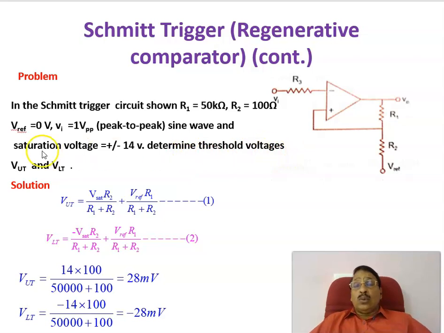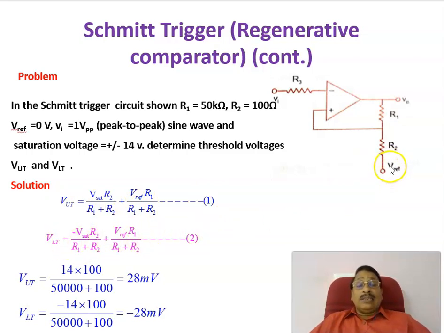Determine the threshold voltages, that is, the upper threshold voltage as well as the lower threshold voltage, because the equation for the threshold voltage we already derived. It is equal to Vsat into R2 divided by R1 plus R2 plus V reference into R1 divided by R1 plus R2. This is the upper threshold voltage. Similarly, the lower threshold voltage was also derived.